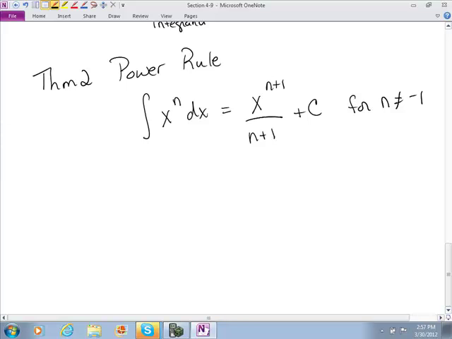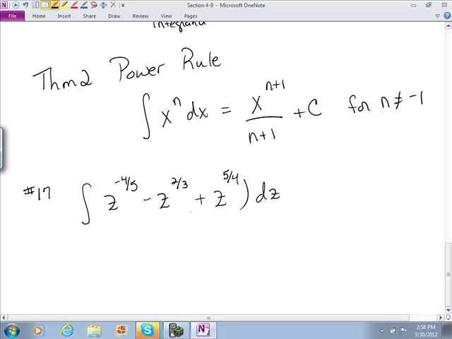So let's apply it. Let's do a couple examples from your textbook. Here's number 17 in your homework. The antiderivative of z to the negative 4/5 minus z to the 2/3 plus z to the 5/4, with respect to z, so dz. All right? So you're just going to apply the power rule to each of these terms. One thing that students do wrong is they forget to get rid of this integral sign. Once you apply the power rule, the integral sign no longer appears.